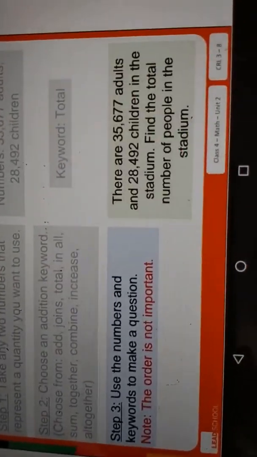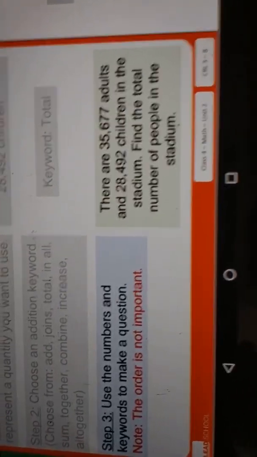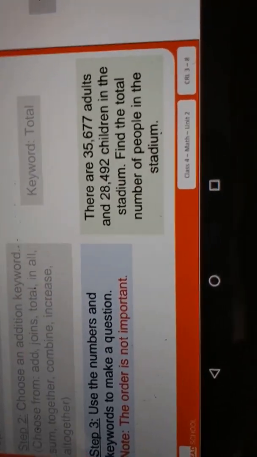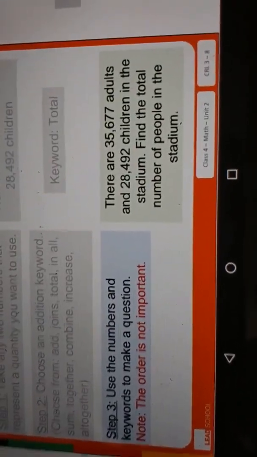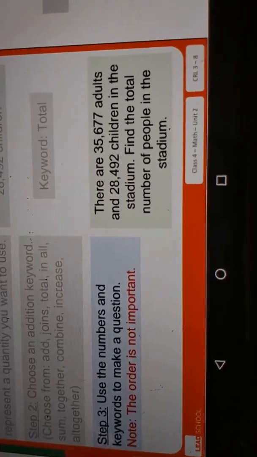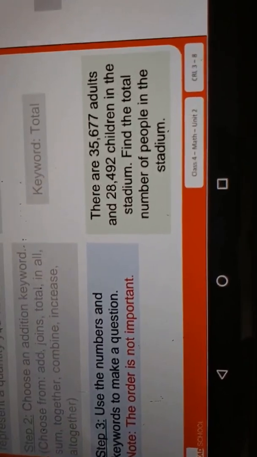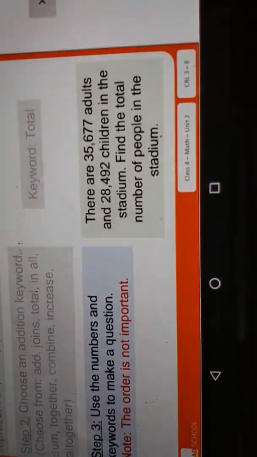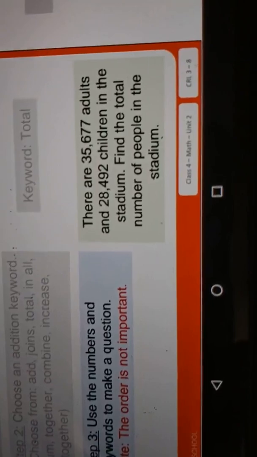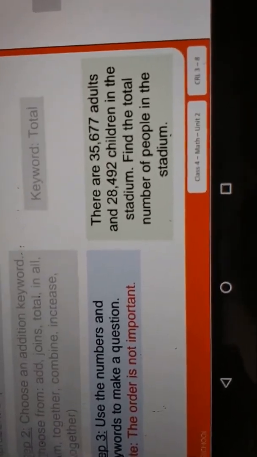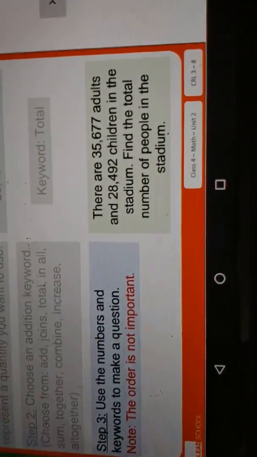Now we have to make the question. The order is not important, but we have to make the question. So here is a question. Now हमें इसमें क्या करना है? We have to make the question. So here is a question like this: There are 35,677 adults and 28,492 children in the stadium. Find the total number of the people in the stadium. Now हमें यहाँ पे क्या करना है? We have to find the total number of the people.